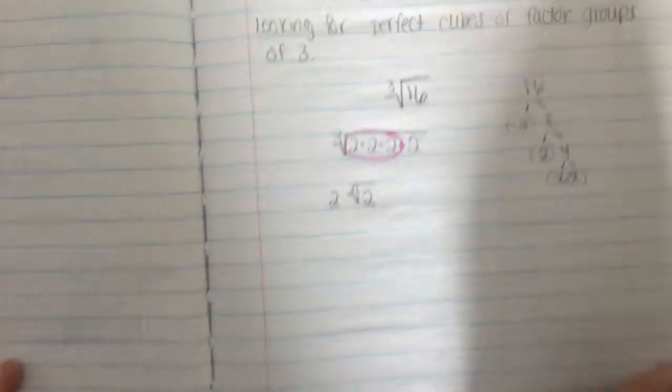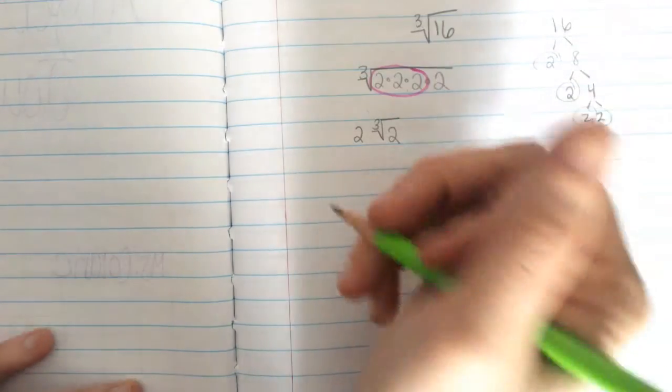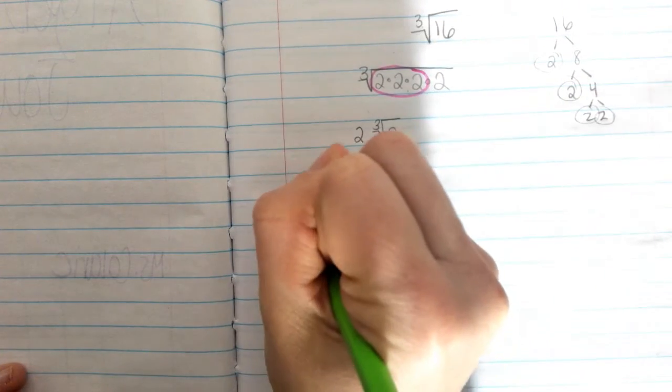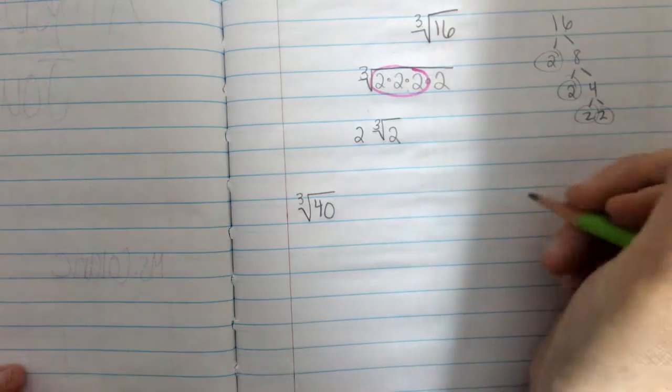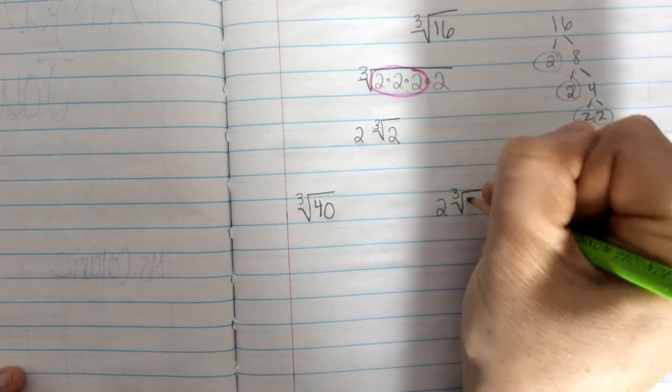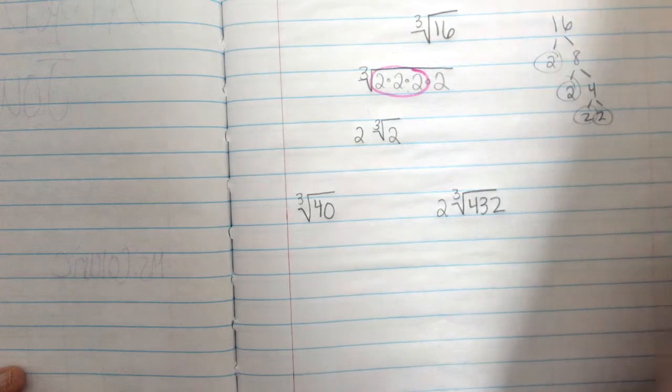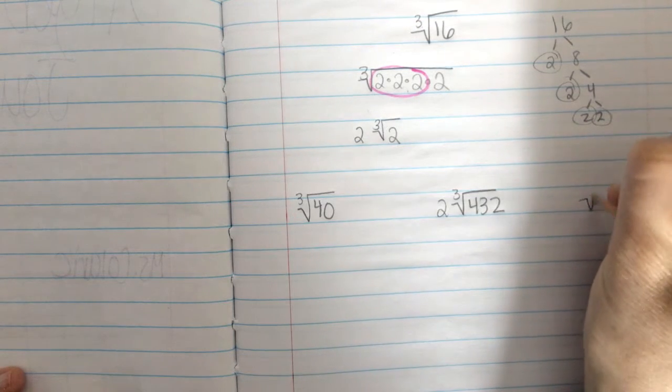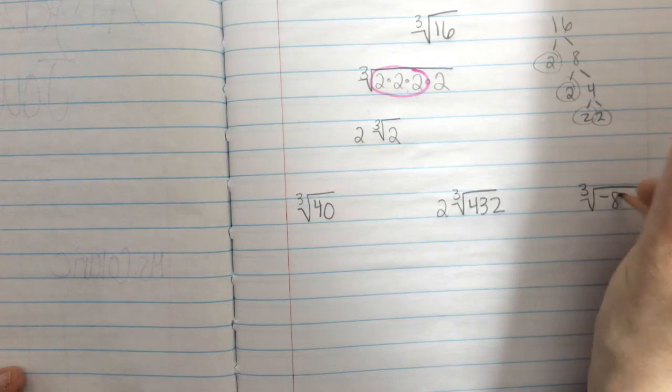Like I said, these were the examples that we did in class. The other examples we did were the cube root of 40, then 2 times the cube root of 432, and then the cube root of negative 875.